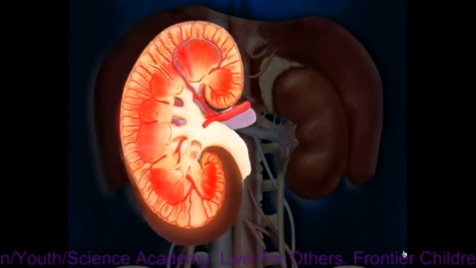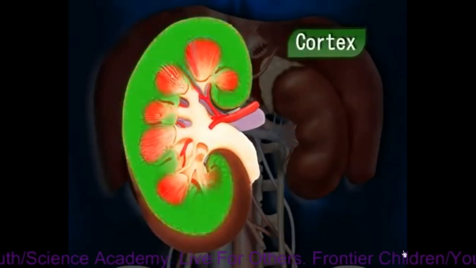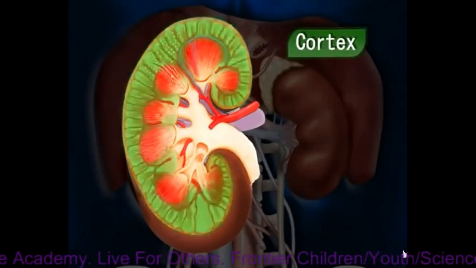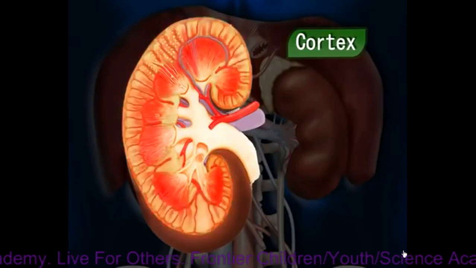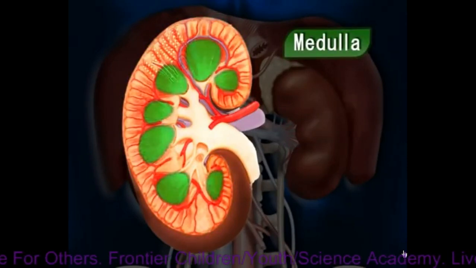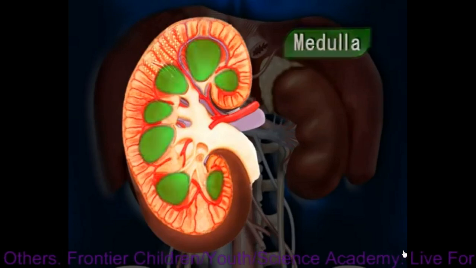Inside the kidney, there are two zones, the cortex and the medulla. The cortex is a reddish-brown layer of tissue below the capsule, whereas medulla is a form of pale conical-shaped striations.